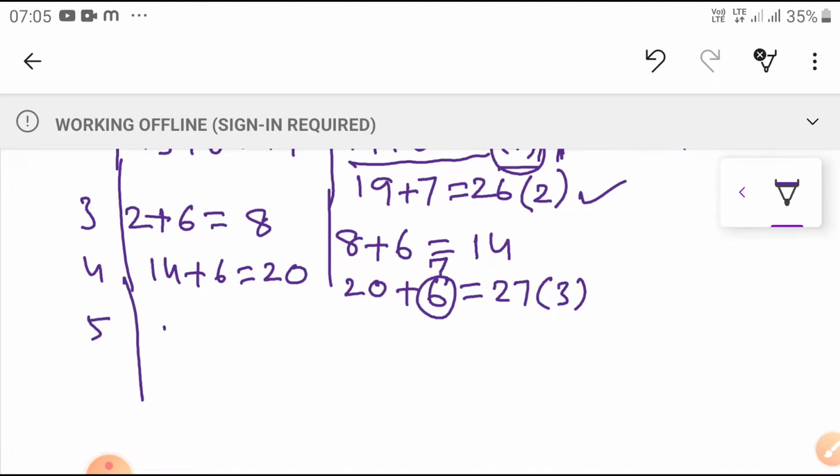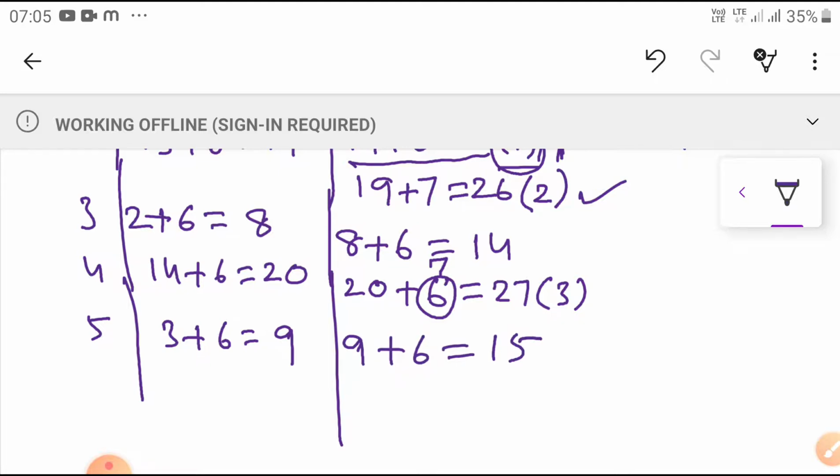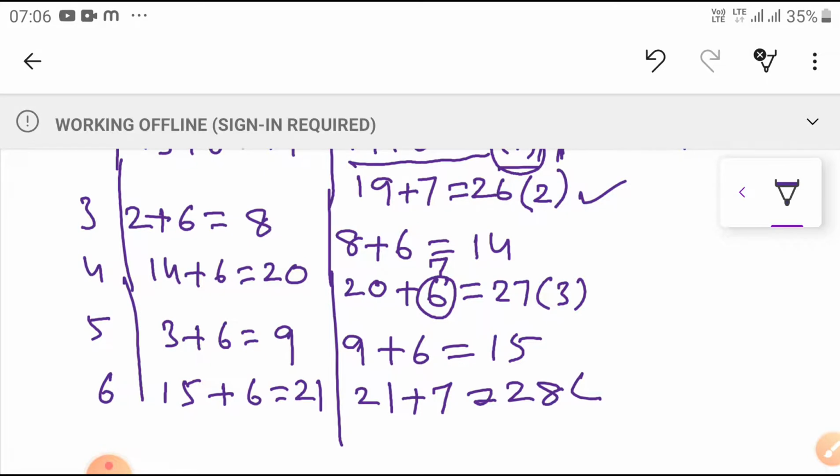Now 3 plus 6 is equal to 9. 9 plus 6 is equal to 15, and 15 plus 6 is equal to 21. Here you can observe 21 plus, what to do? Instead of 6, you have to add the 7. So that is equal to 28. 28 means the fourth conductor. Okay. So every second step you have to do this.